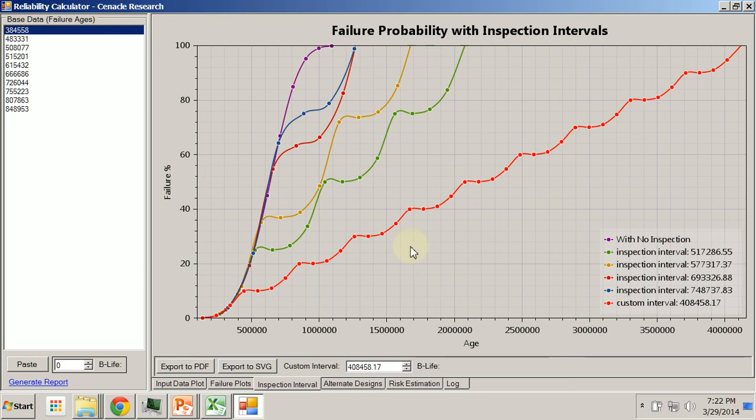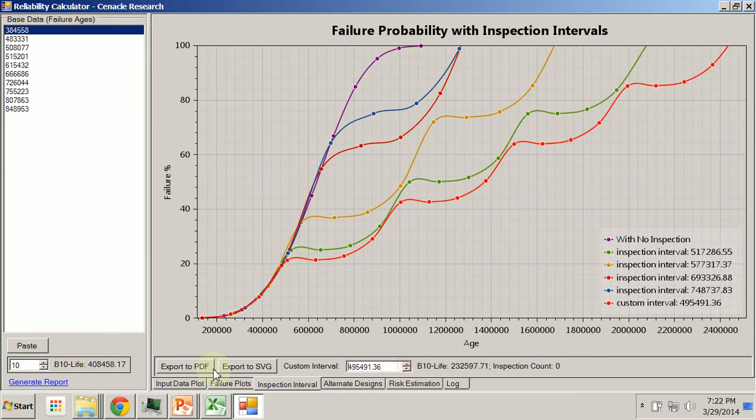For example, let us say the B10 life. So the B10 life here represents the age at which 10% of the population fails. So in this case, for the base failure data without any inspection interval, that means without doing any inspection at all, you are saying by 400,000 cycles here you can expect 10% of the population to fail.